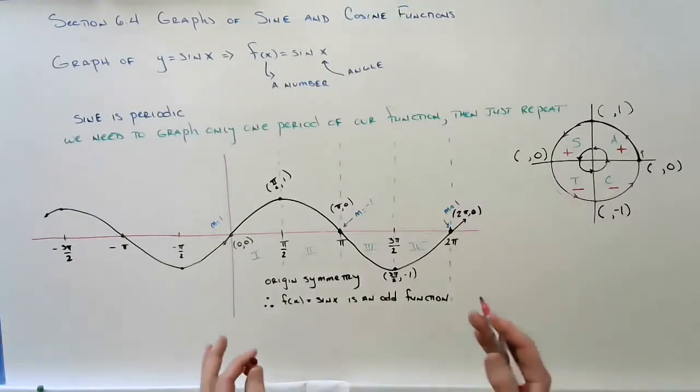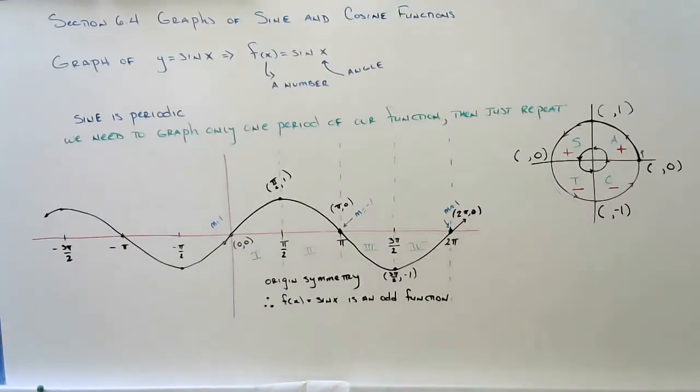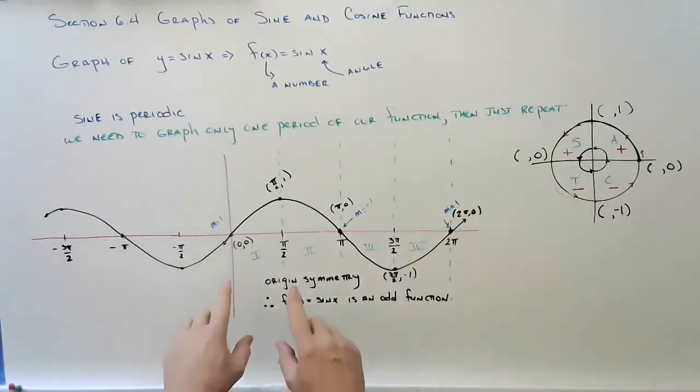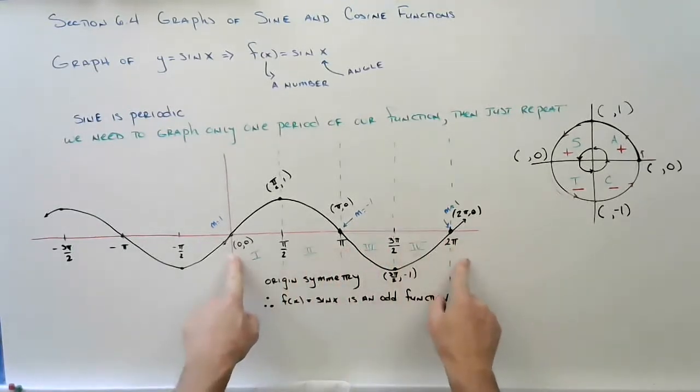The unit circle and the graph are related. They're not the same thing, but they're related. All right. So how do I graph sine? I make my 5 key dots.